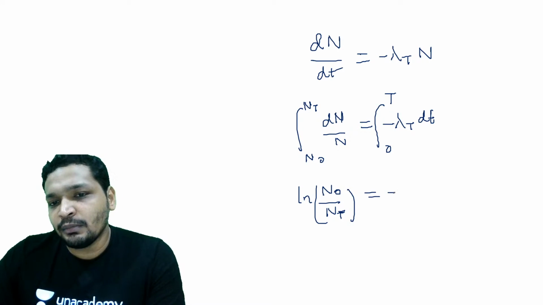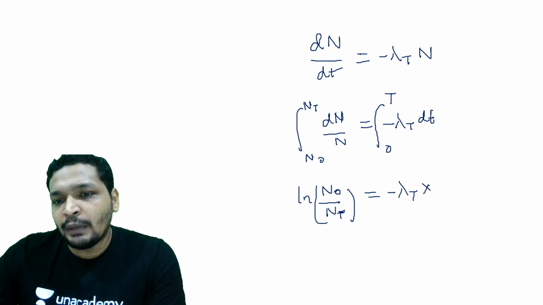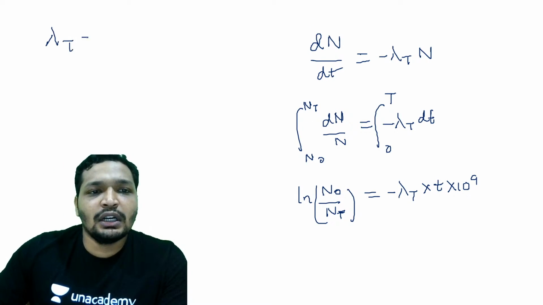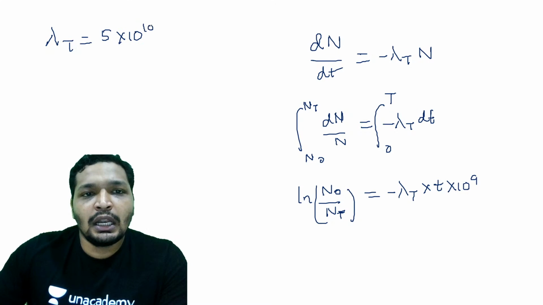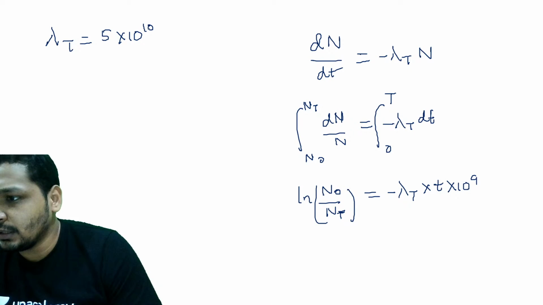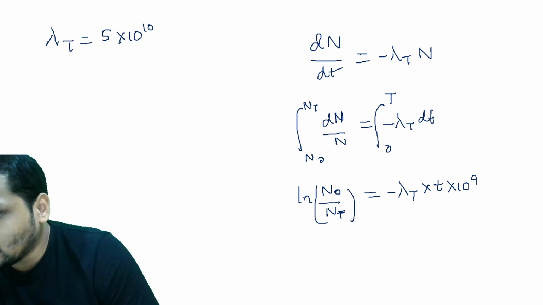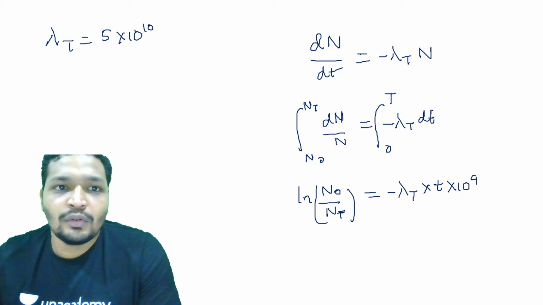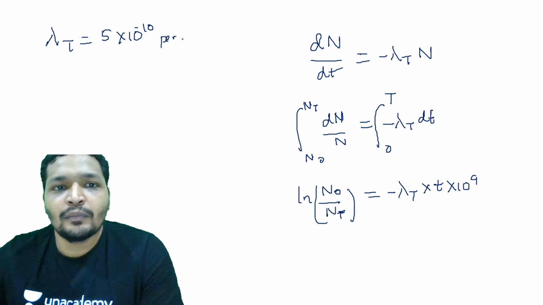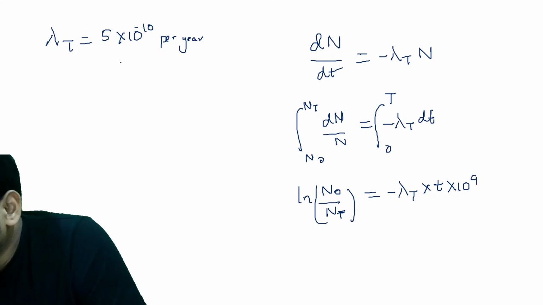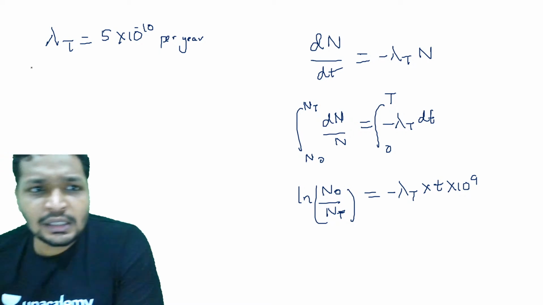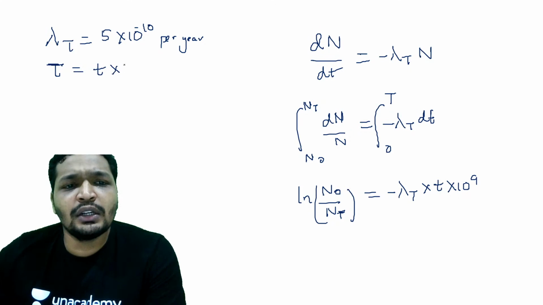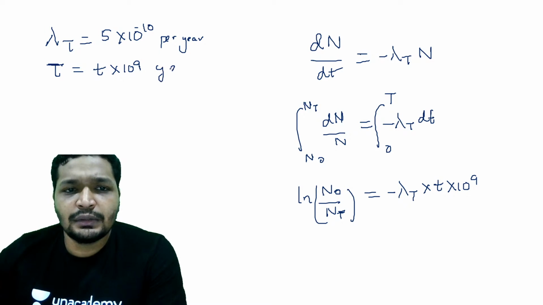And how much is this? Minus alpha t into, I believe that was t into 10 to the power 9, and your total decay constant was 5 into 10 to the power minus 10, sorry, it should be minus 10, okay, per year. And the capital T is given to you as t into 10 to the power 9 years.